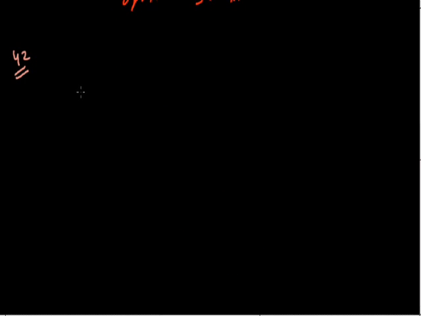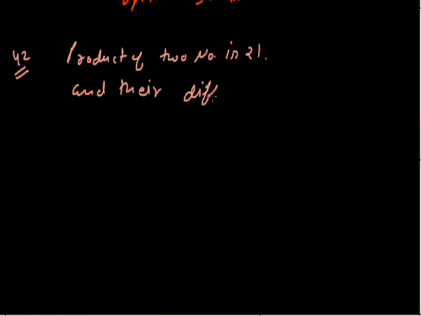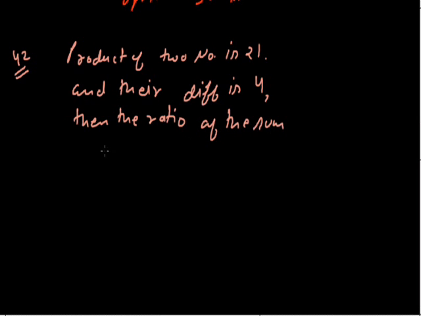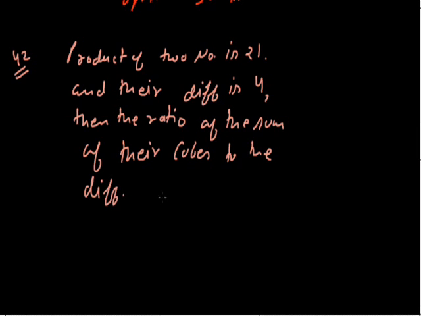Question number 42. In question number 42, it is given that the product of two numbers is 21 and their difference is 4, and we have to find the ratio of the sum of their cubes to the difference of their cubes. Now we look at the solution.